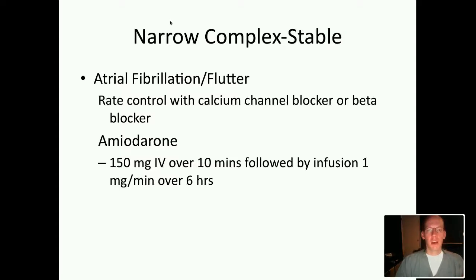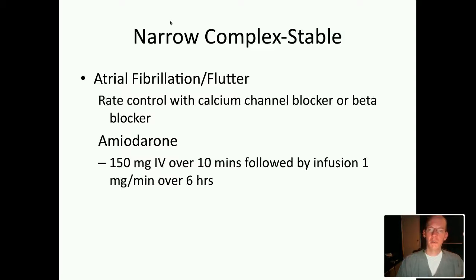Finally, let's talk about narrow complex stable tachycardia that is irregular. These are the atrial fibrillation and flutter patients. These are the ones that you want to rate control, because adenosine is not going to convert them. They're stable, so they don't need cardioversion. You just need to slow them down. So rate control them with a beta blocker, such as esmolol, which is short-acting but may break them, or metoprolol, atenolol, or use a calcium channel blocker such as diltiazem, which may slow the conduction through the AV node.